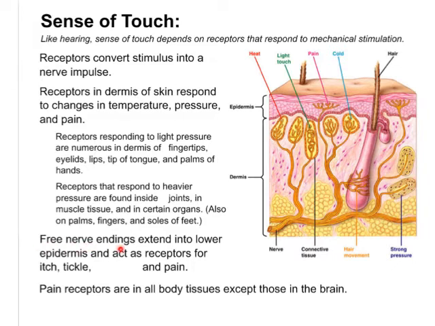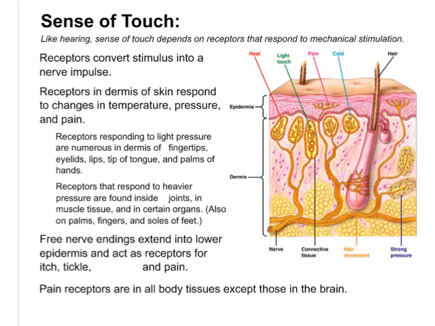You have free nerve endings also in your skin that extend into the lower dermis. Here's showing these free nerve endings extending into the lower dermis. And those act as receptors for pain. Also, they act as receptors for sensations of itch and tickle. Pain receptors are in all of your body tissues except those in the brain.